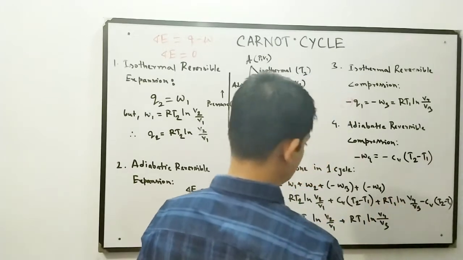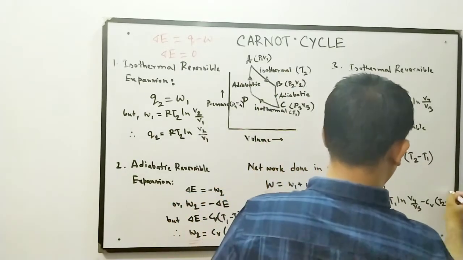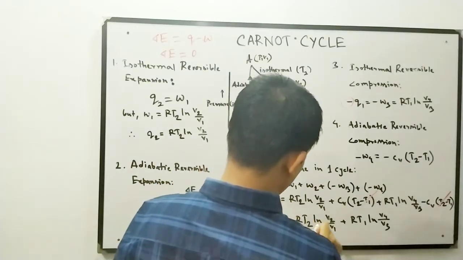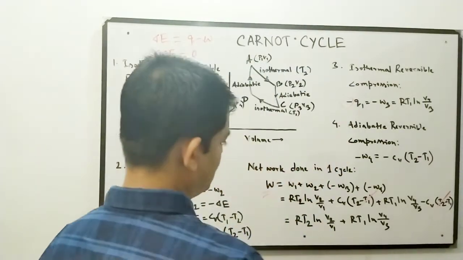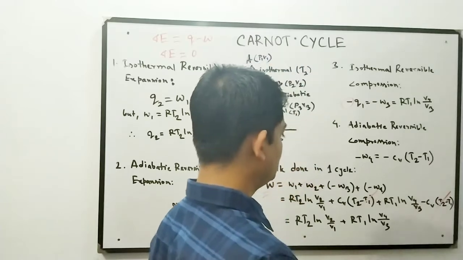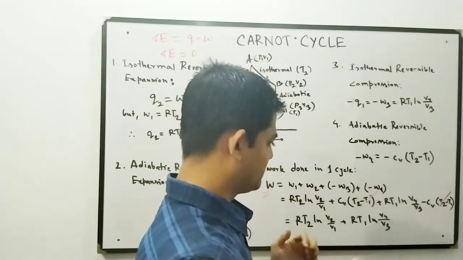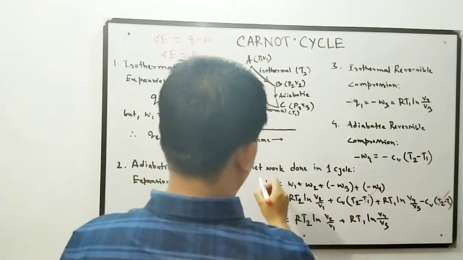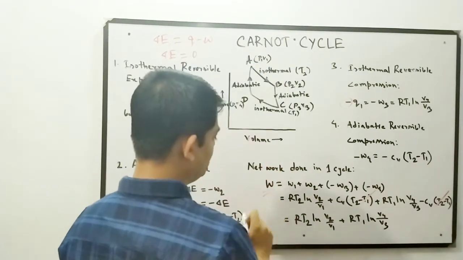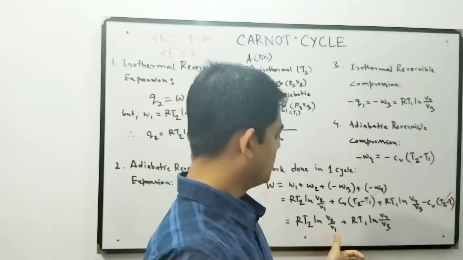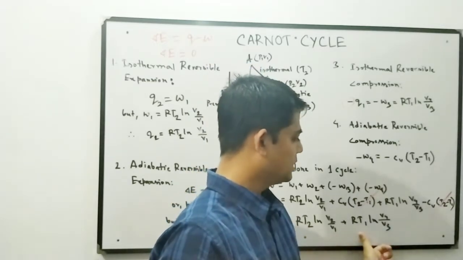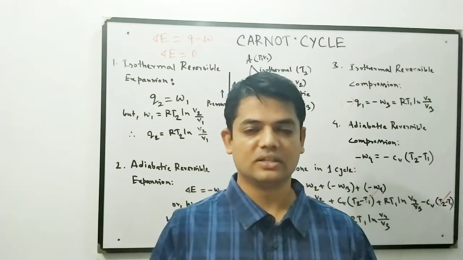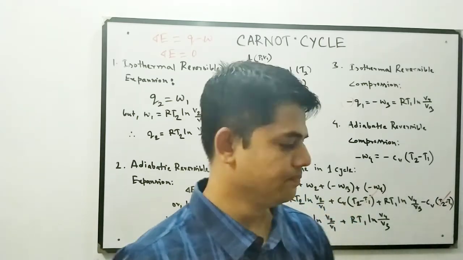And here the CV terms cancel, and W is equal to RT2 ln V2 by V1 plus RT1 ln V4 by V3, which is what we ultimately find. So the net work done by one Carnot cycle, W is equal to RT2 ln V2 by V1 plus RT1 ln V4 by V3, and that's the overall work done by one Carnot cycle.